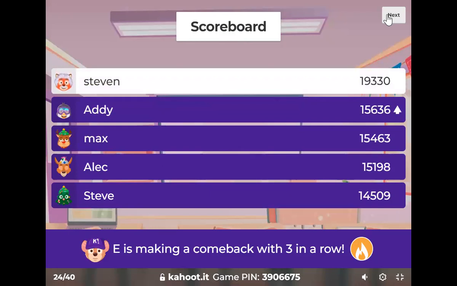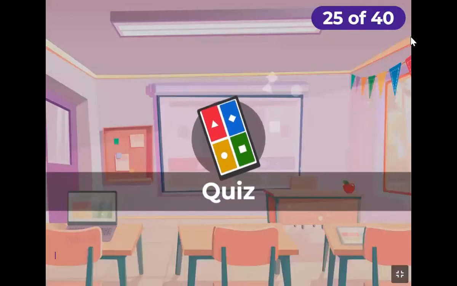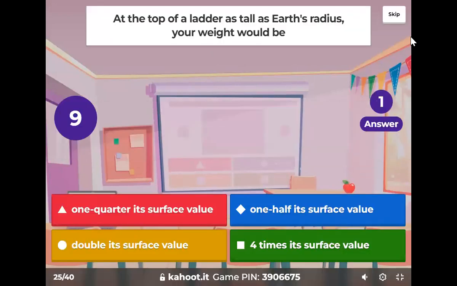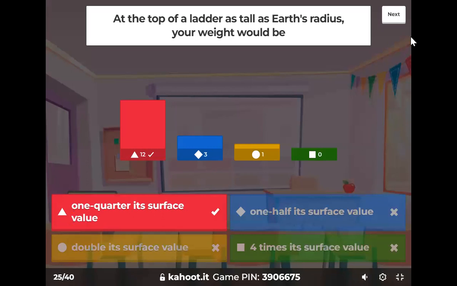All right, Steve, Alec, Max, Addy, Steven. At the top of a ladder as tall as Earth's radius, your weight would be... Yeah, a quarter of your surface weight.